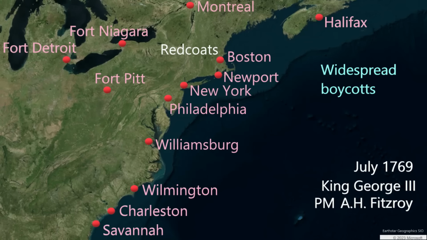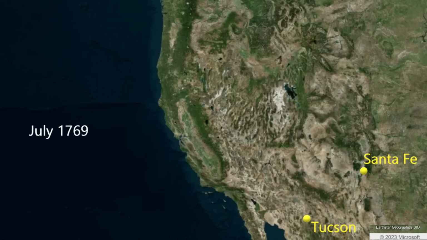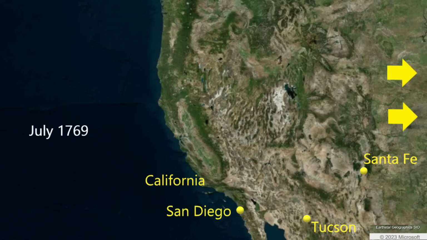July 1769. We will slide from the Atlantic coast westward to the Pacific coast. Spanish North America is expanding in the southwest. Father Junipero Serra founds a mission at the new Spanish post of San Diego. The future state of California is now part of the Spanish Empire. Let's slide back to the Atlantic coast.